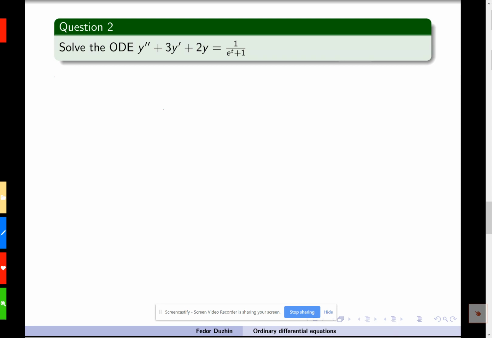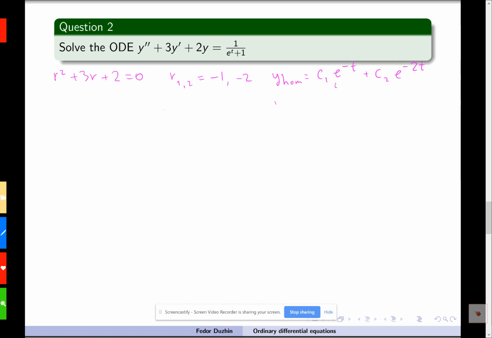So the characteristic equation is r squared plus 3r plus 2 is 0. It is fairly easy to guess that the roots are: the product of the roots is 2 and the sum is -3. So you can guess that the roots are -1 and -2. So the general solution of the homogeneous equation is going to be some constant c1 times e to the minus t plus some constant c2 times e to the minus 2t.